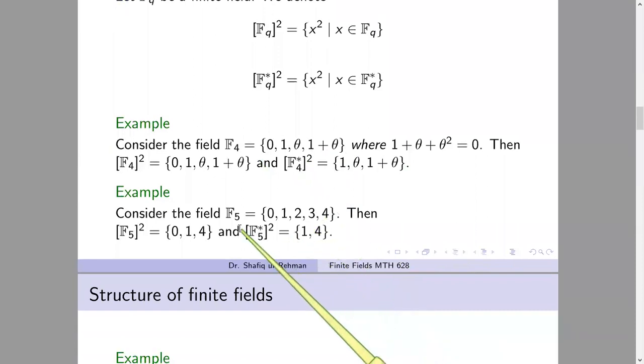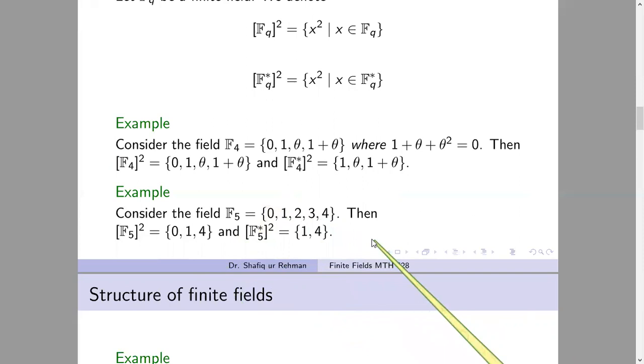Here is another example. If we take the field with 5 elements, we take the square of all the elements and the answers will be enclosed in this set. 0 square is 0, 1 square is 1, 2 square is 4, 3 square is again 4, and 4 square is again 1. So we get three distinct answers for the squares of all the elements, and we write them here. Similarly, for F5 star square, we exclude 0 and we take 1 square 1, 2 square 4, 3 square is again 1, 4 square is 4.